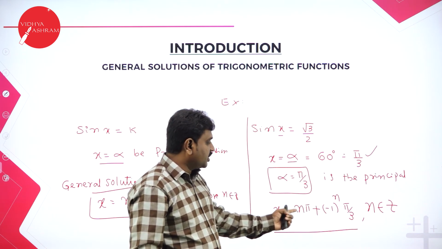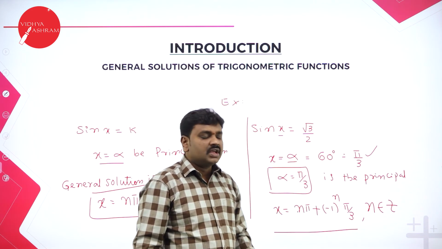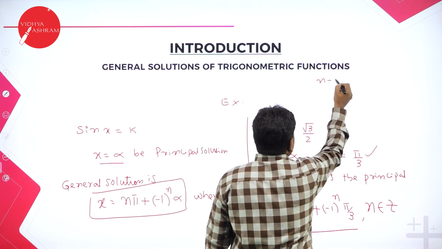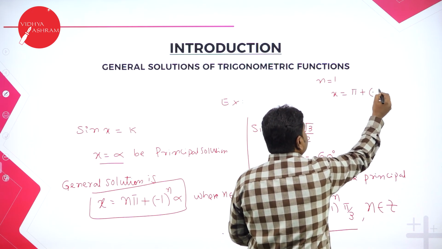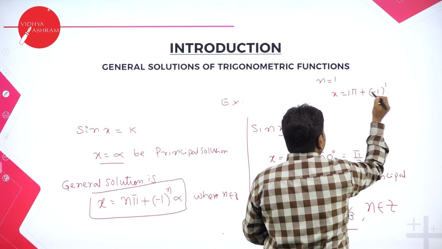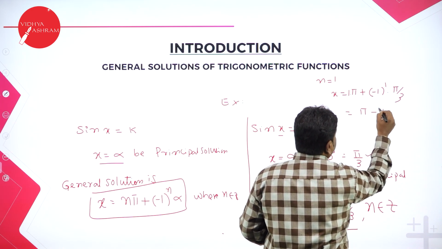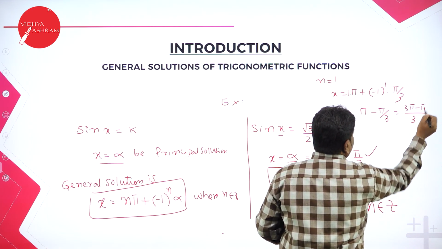What is the general solution? n pi plus minus 1 whole power n into alpha. In the place of alpha, put what? Pi by 3. Now in the place of n, you put 1. If I put n is equal to 1, I'll get x is equal to pi plus minus 1 whole power 1 into pi by 3. That will become pi minus pi by 3. What is pi minus pi by 3? Take LCM 3 pi minus pi, so 2 pi by 3.